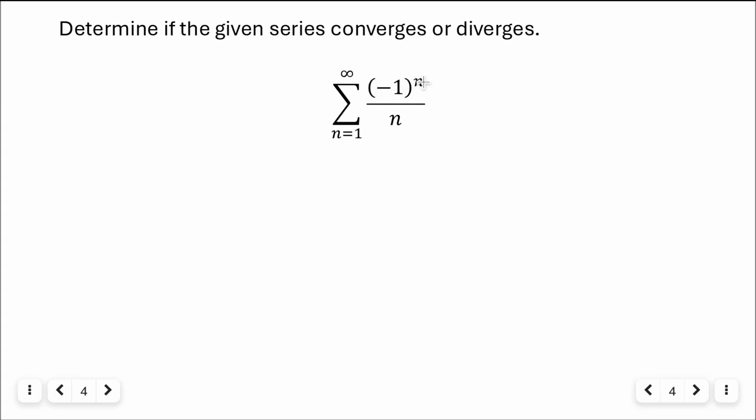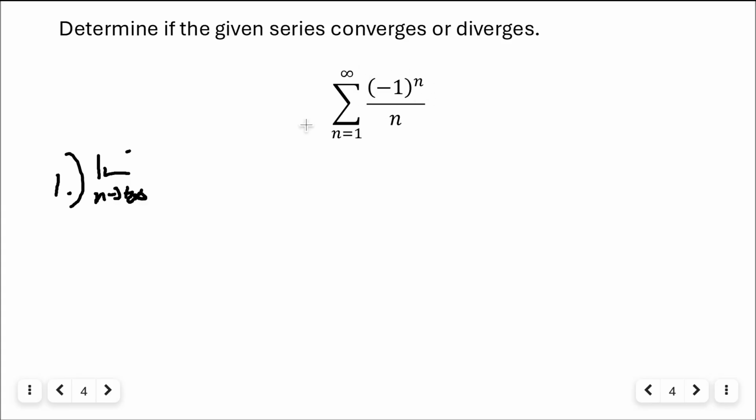2 in, I get, there's a 1 up top. 3 in, I get negative 1. So this is an alternating series. All right, so we're going to try the alternating series test. So the first condition for the alternating series test is the limit as n goes to infinity of the nth term without the alternating part.